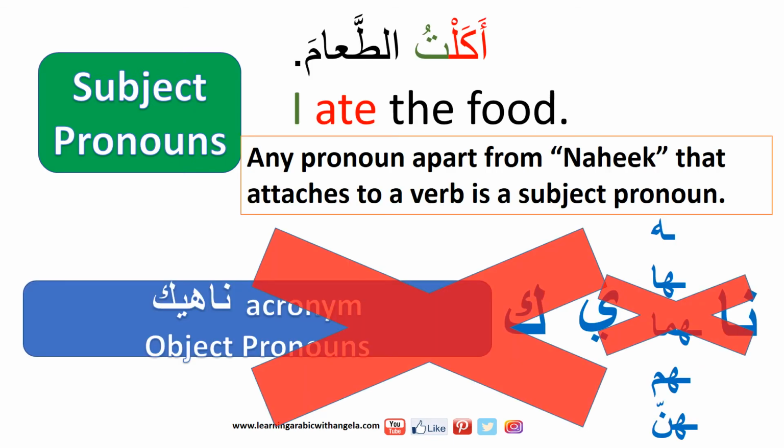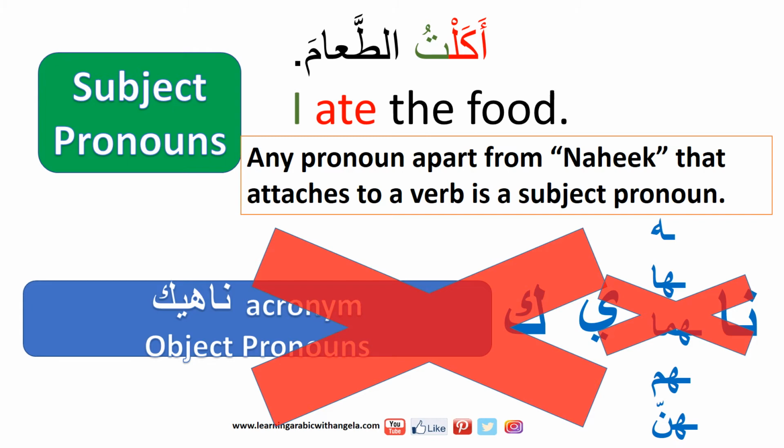So the rule is that any pronoun apart from the ones mentioned in the acronym ناهيك that attaches to a verb is a subject pronoun, such as أكلت الطعام. We look at the verb أكلت. Does the pronoun here come from ناهيك? No. So it's a subject pronoun. And we also look at the context. أكلت, I ate. That means the pronoun is the subject because it did the verb. So I ate, I did the verb.